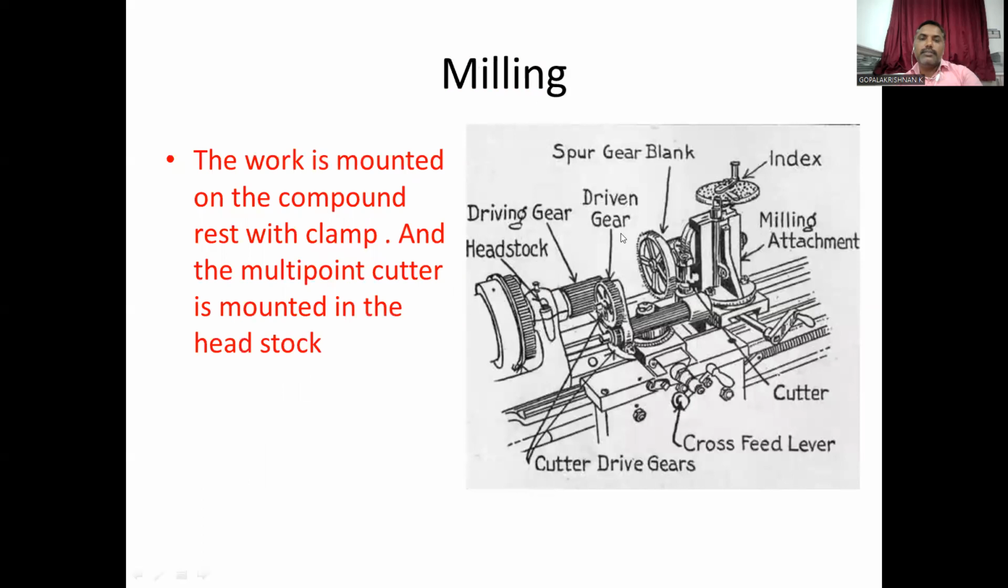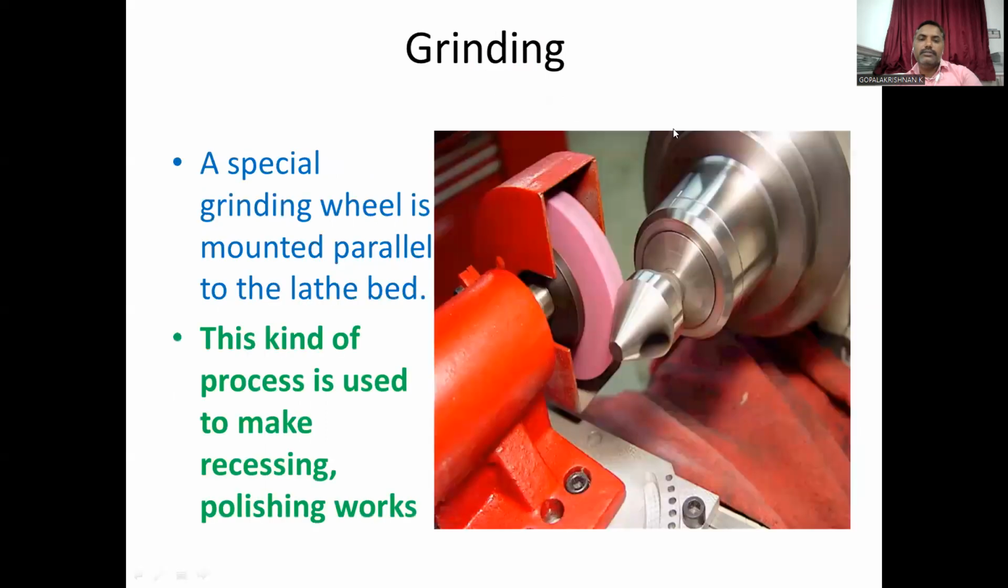Then the next operation in the lathe, milling. Here the work is mounted on the compound rest with a clamp, and the multi-point cutter is mounted in the headstock. And the next operation, grinding. Here a special grinding wheel is mounted parallel to the lathe bed. This kind of process is used for recessing and polishing work.